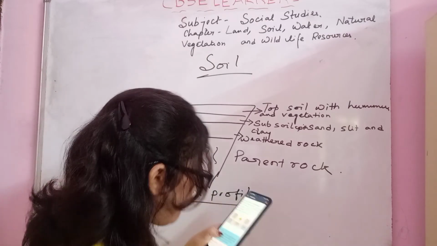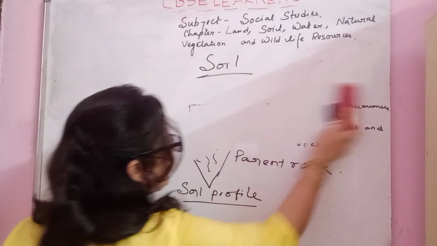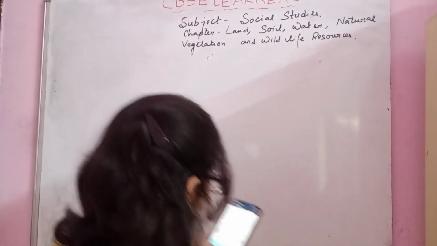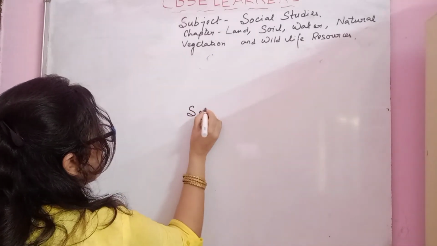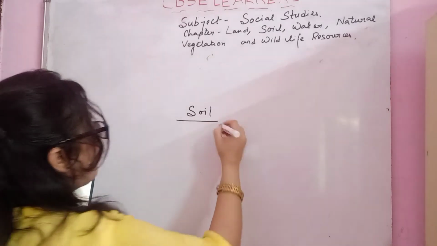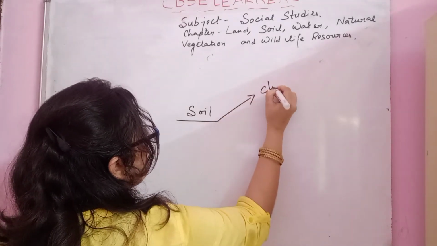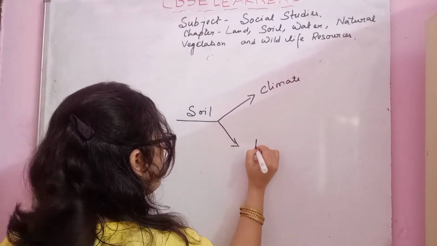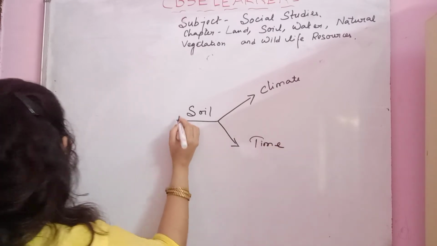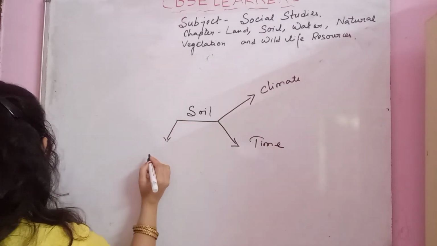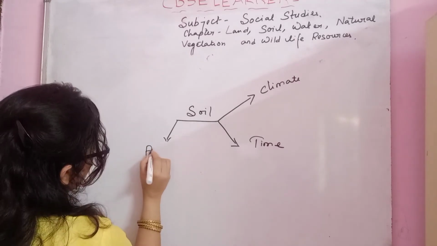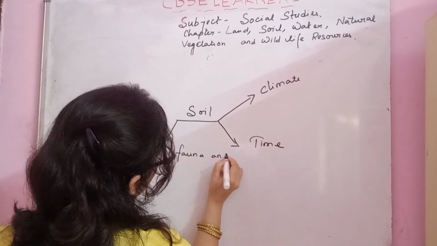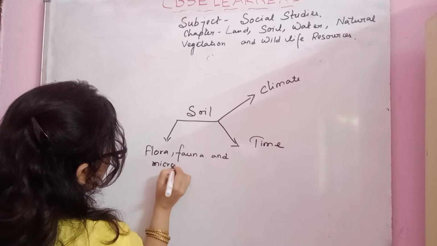Now let's see. They have given you one diagram. I am drawing the diagram. Okay, it's not a diagram, it's a flow chart. So the main thing is soil. Now the factors. The first factor is what? You can say climate. Number 2, you can say time. Number 3, you can say flora, fauna and microorganisms.